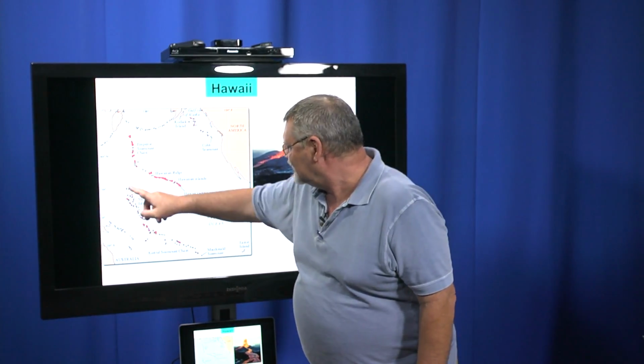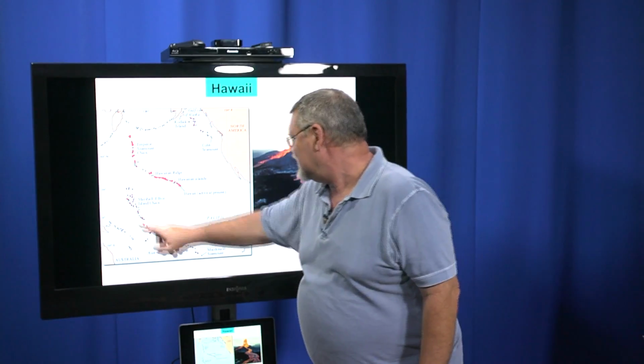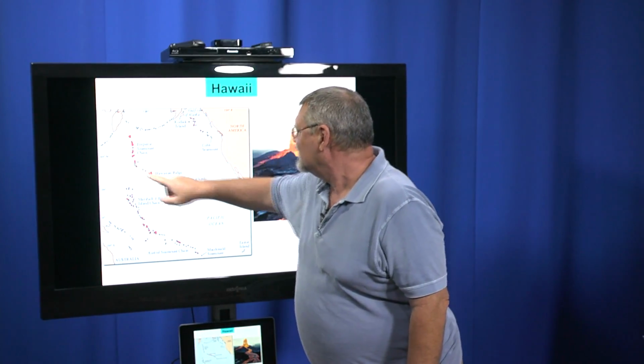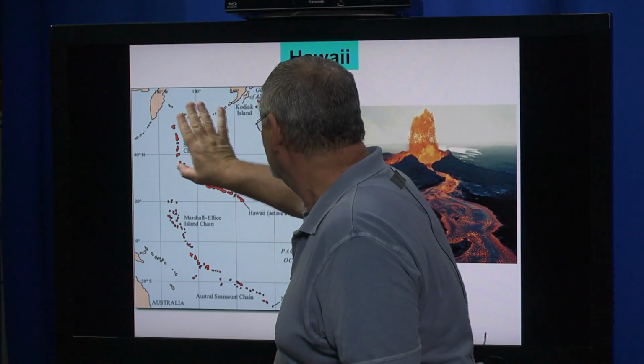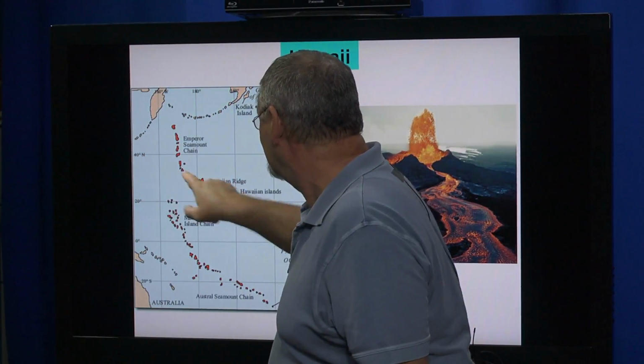Here's some, I guess this in red here, these were formed by a hot spot at some point. And I talked about this here, how the plate must have been moving north at some point and then it shifted this way and started going that way because that's the direction that these are going.